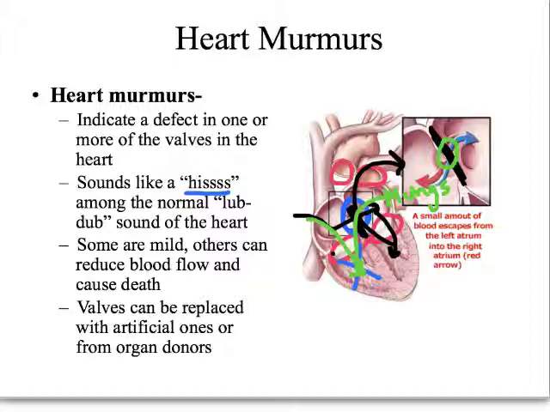If it's the valves, then they can be replaced with either artificial ones or ones from organ donors, or even other animals like pigs. Okay, pig valves have also been used in humans to replace the leaky valves.